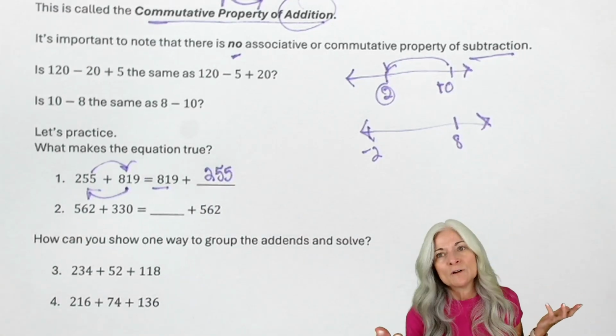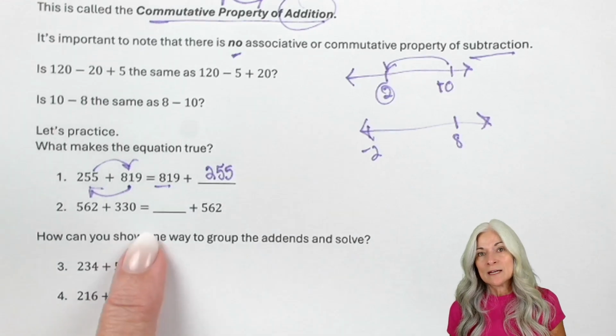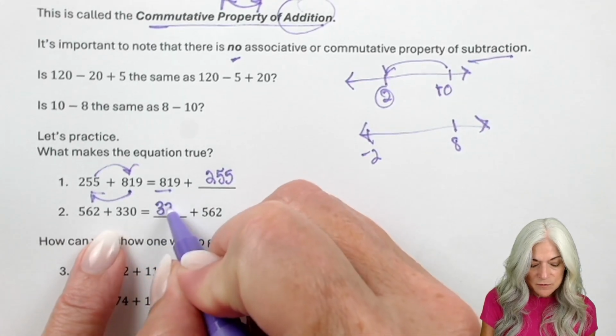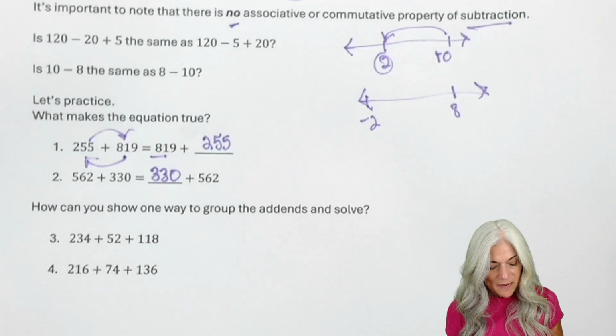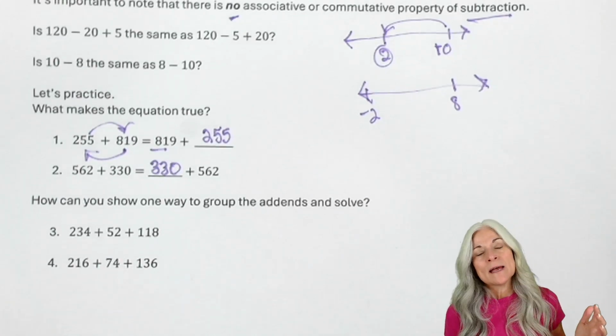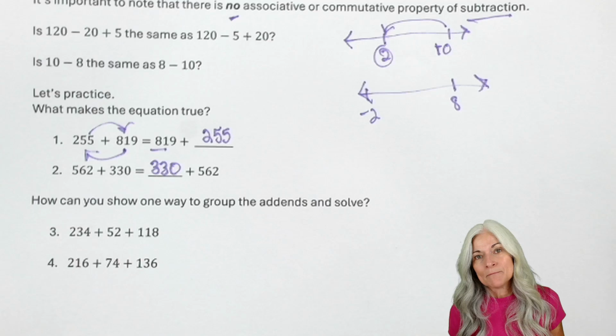I have more different problems in the student version if you want to watch that one also. So here, 562 moved to the end, so we would have that equals 330 plus 562. Now here, we're just looking at again, not finding the solution, but just how could we group them?